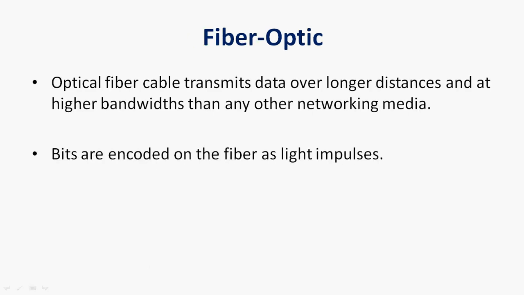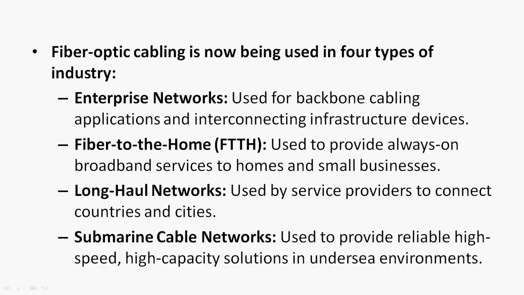Now we will go to fiber optic. Optical fiber cable transmits data over longer distances and at higher bandwidths than any other networking media. Bits are encoded on the fiber as light impulses. This fiber optic cabling is now being used in four types of industry. Enterprise networks, used for backbone cabling applications and interconnecting infrastructure devices. Then fiber to the home, used to provide always-on broadband services to homes and small businesses. Then long-haul networks, used by service providers to connect countries and cities. Then submarine cable networks, used to provide reliable high-speed, high-capacity solutions in undersea environments.